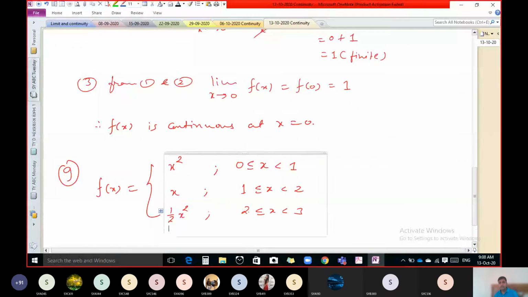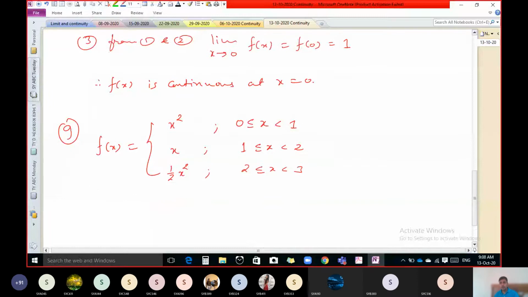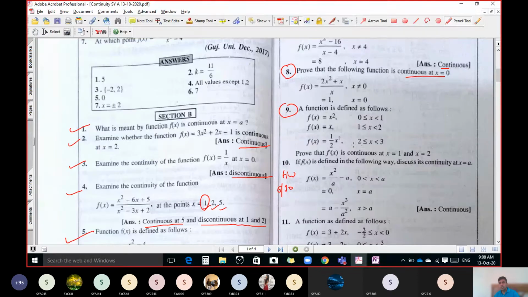Now listen. This first function we have to use when x is less than 1. This second function we have to use when x is 1 or more than that but less than 2. And this third function we have to use when x is 2 or more than 2 but less than 3. And here we have to prove that it is continuous at x equal to 1 and 2. This is what we have to prove.